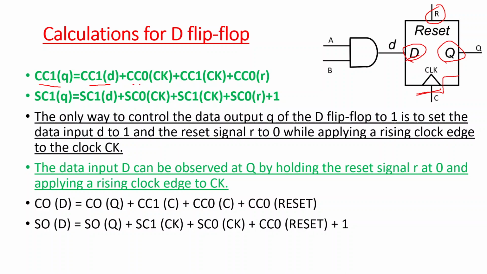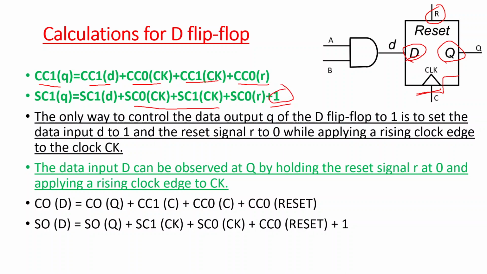Then we want to have a positive clock edge. So first the clock should be 0, then the clock should go to 1, and we want to have the reset at 0. So again, when we find the sequential controllability of 1, we add 1. Why are we adding 1? Similar to what I discussed earlier, because we have a positive clock edge. So whenever we have a clock edge, we add a 1 here.